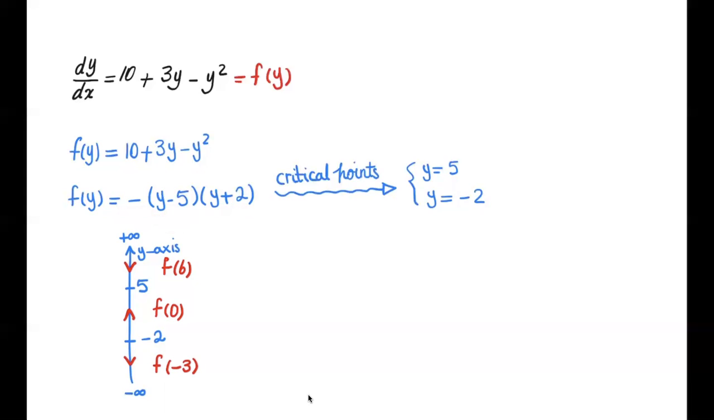So from here, we can see that at 5, this critical point, everything is going there, so it's an attractor. So y equals 5 is an attractor critical point. And also for y equals minus 2, as you can see, everything goes away, so it's a repeller. So y equals minus 2 is a repeller critical point.